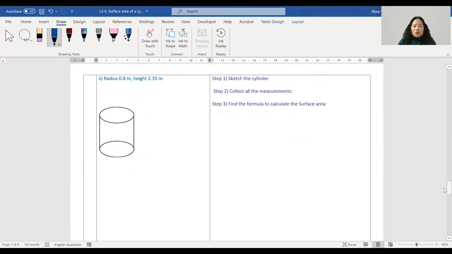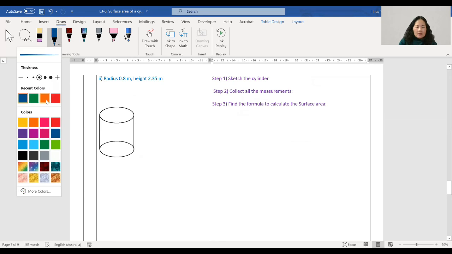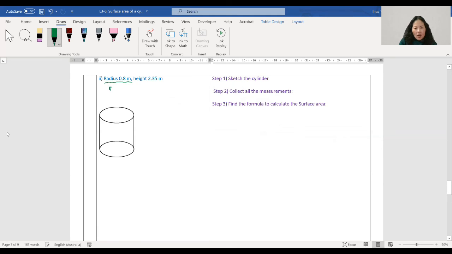Oh, this is good. It's already given us the radius, so we don't need to work it out anymore. So my radius R is 0.8 and my height is 2.35. Now I don't draw the diameter, I just draw the radius, which is 0.8 here. I'm going to ignore the units here. My height is 2.35 meters. So that's not too bad.